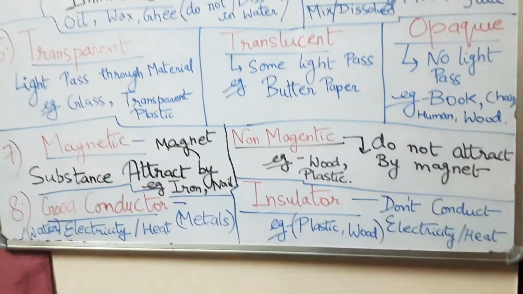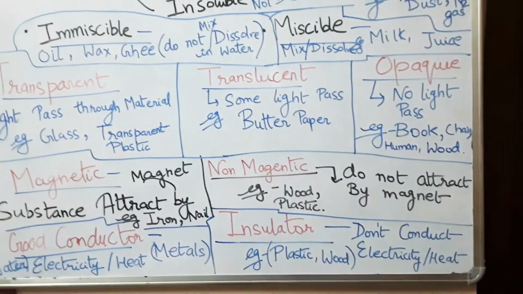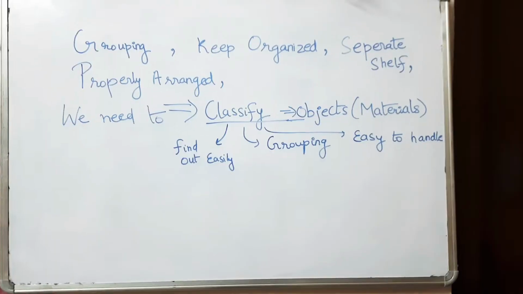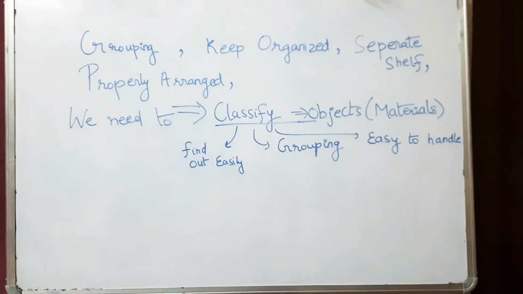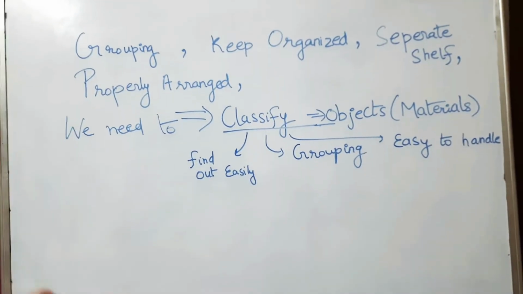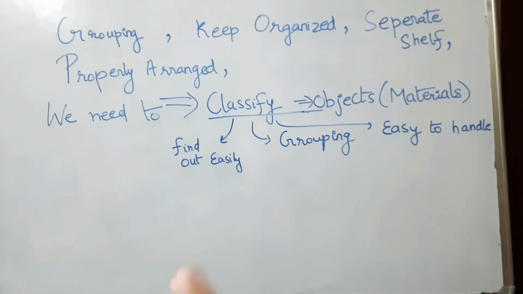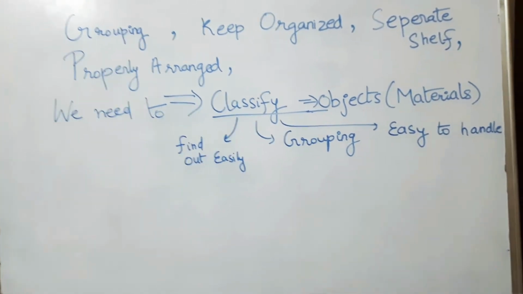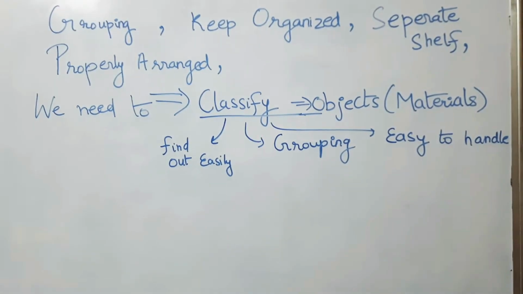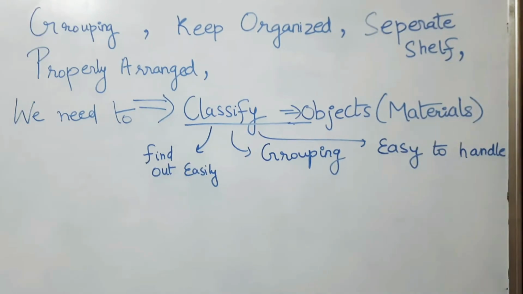Okay, so today in your homework, just do one thing: classify objects. And why do we need to classify objects? To classify objects, we need to do grouping, keep things organized, keep them in separate shelves, arranged properly. Why? So that we can find objects easily, they are in similar groups and easy to handle. Thus, we use cupboards, libraries, shelves, almirahs to classify materials or objects.